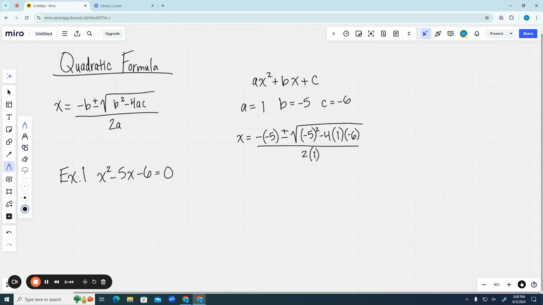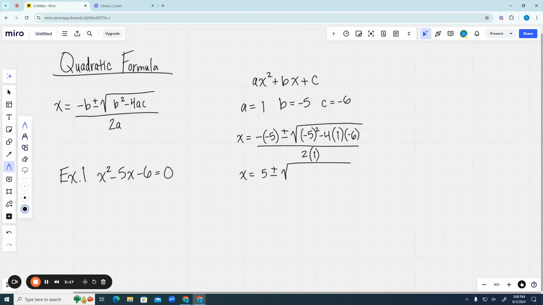And so from here, it looks like a lot of stuff, but you're basically just going to start simplifying things little pieces at a time, and it won't be so bad. So these two negatives right here will make a positive. So this is just going to be 5 plus or minus. And then we're going to simplify the stuff in the square root. And you can put all of this into a calculator at once if you want to. Just be very, very careful that you copy it exactly how it is in the problem. Or you can do it piece by piece.